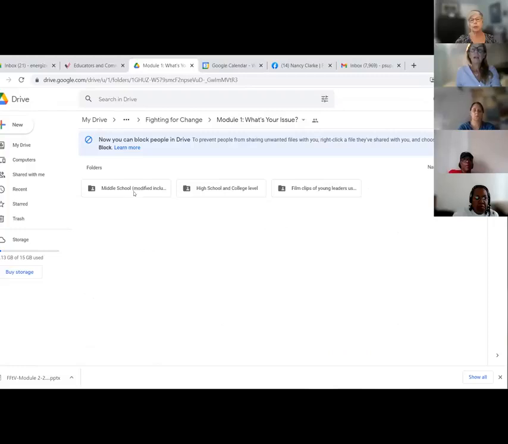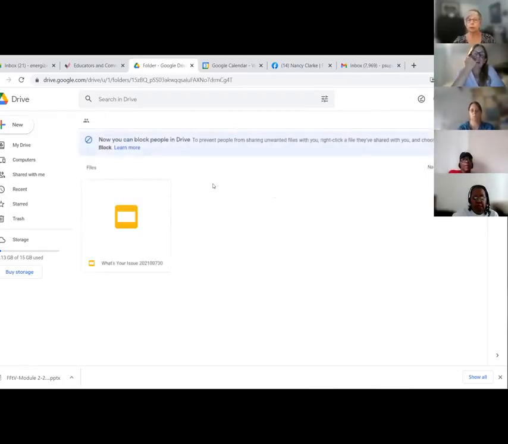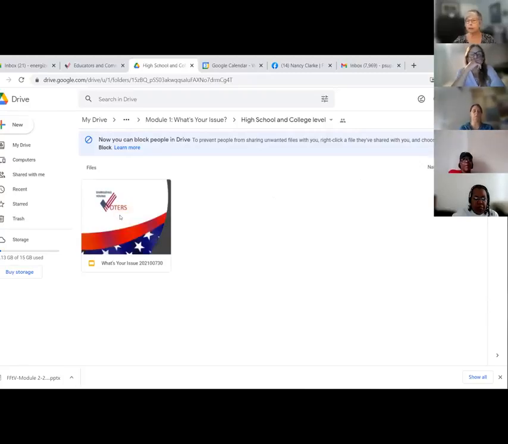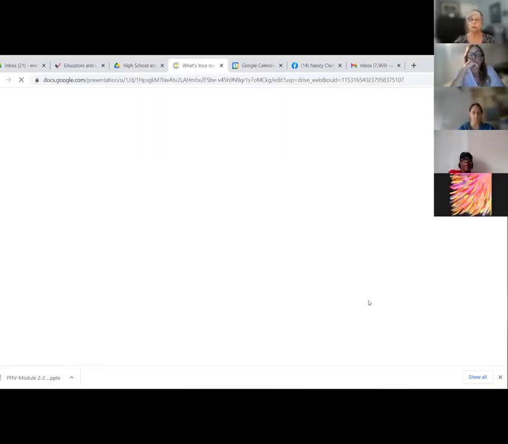You'll notice that in this case, there is a middle school version and a high school version. For the middle school, what we did was to combine modules 1 and modules 2, and then change the activity in it so that it was more appropriate for middle schoolers. What we're going to use today, though, is the high school and the college level. And when we get to the activity, I'll tell you what the change is.